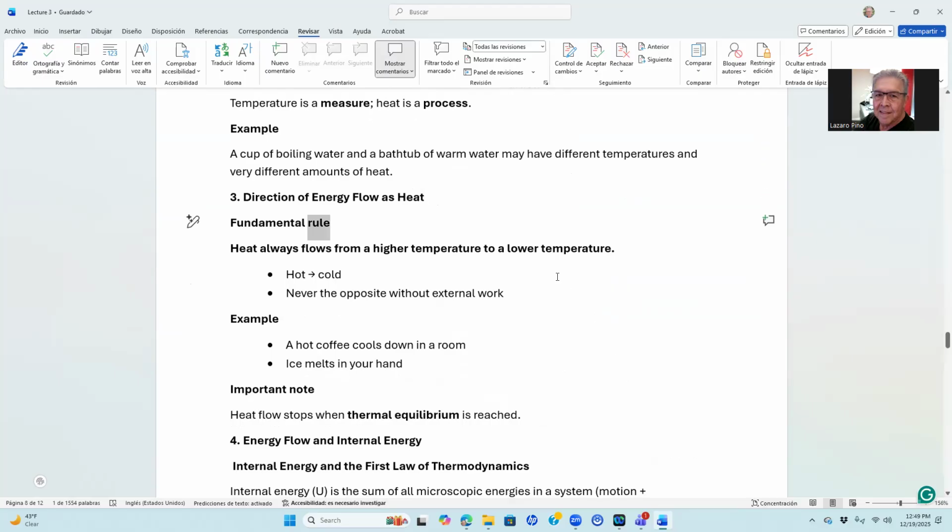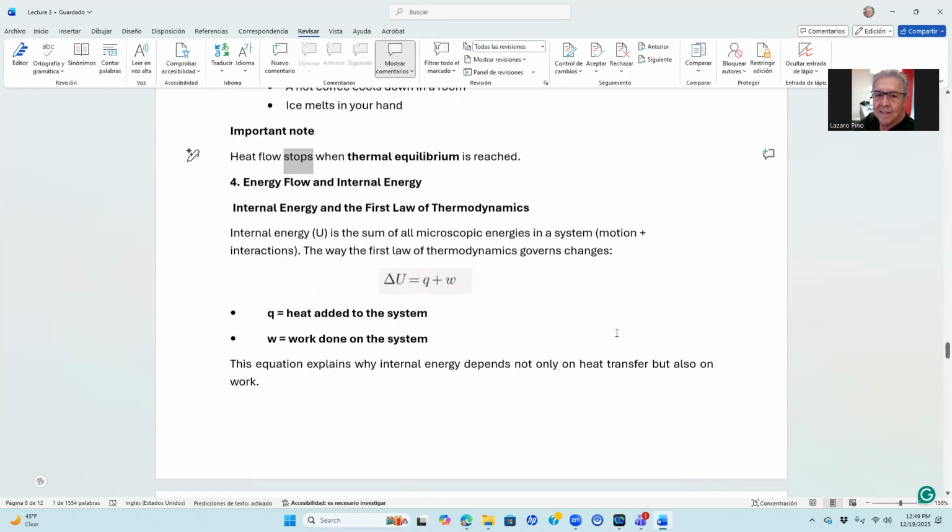3. Direction of energy flow is heat. Fundamental rule: heat always flows from a higher temperature to a lower temperature. Hot to cold, never the opposite without external work. Example: a hot coffee cools down in a room. Ice melts in your hand. Important note: heat flow stops when thermal equilibrium is reached.